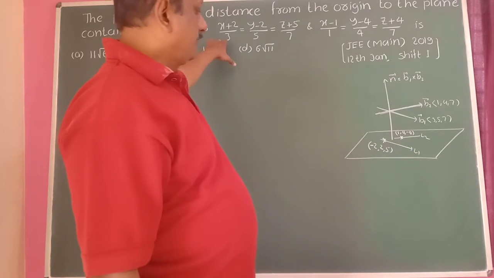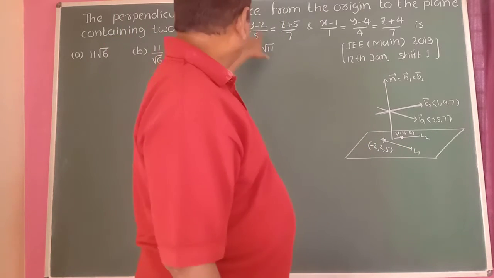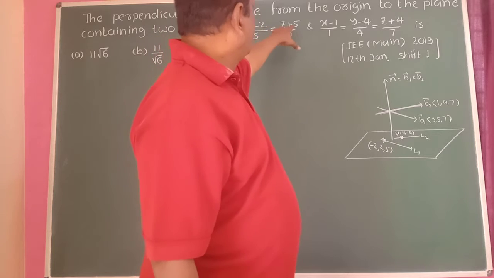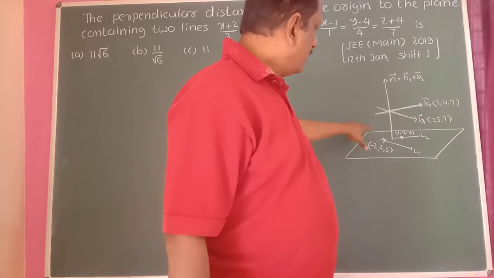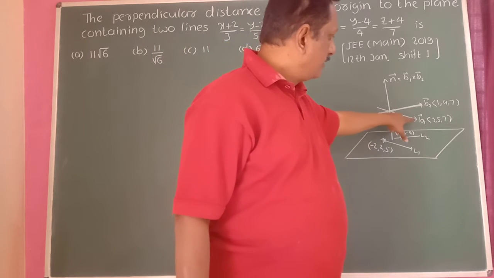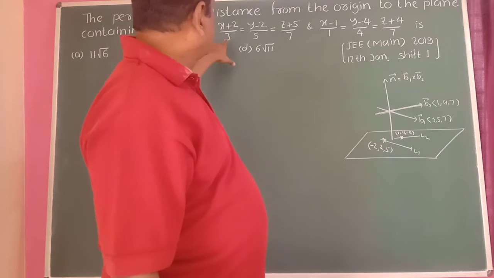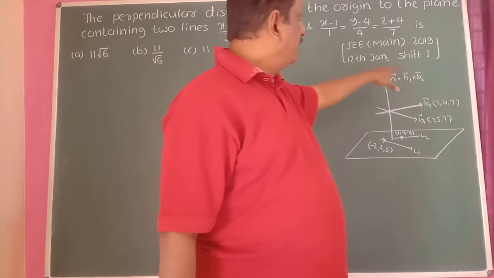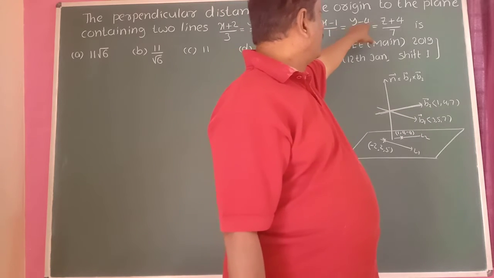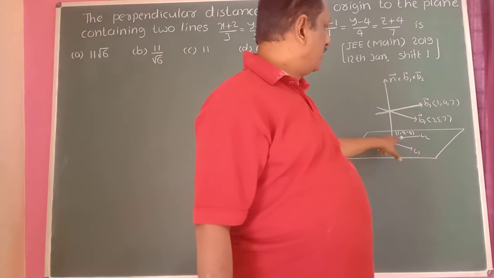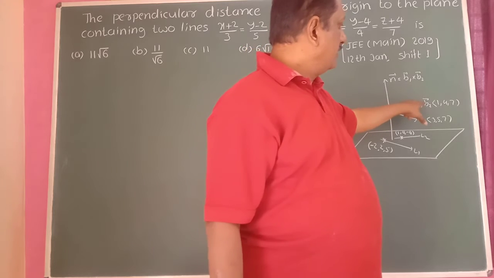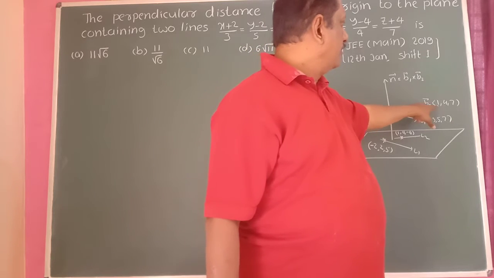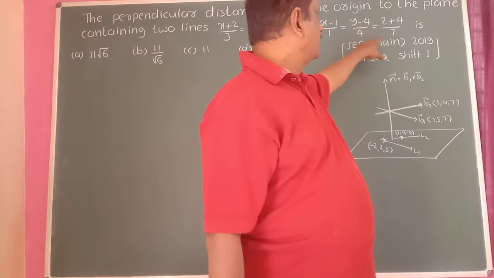First line is this here, passing through the point (-2, 2, -5) and parallel to the vector B1 whose direction is (3, 5, 7). This is one more line, passing through (1, 4, -4) and parallel to this vector B2 whose direction is (1, 4, 7).